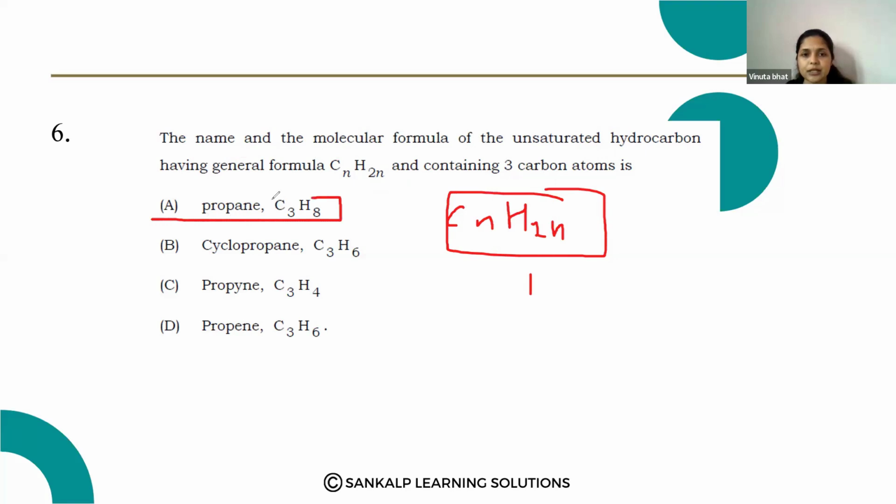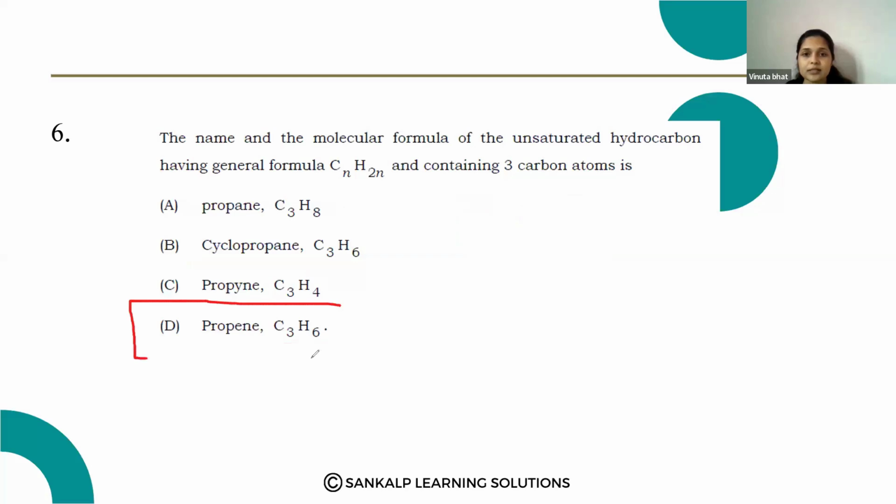Here propane is C3H8, so it is not an unsaturated hydrocarbon. Cyclopropane is C3H6, and propyne is also not the correct answer. Propyne does not have the CnH2n formula. And check propene and cyclopropane. Cyclopropane is not unsaturated, it is a saturated hydrocarbon. So the correct answer is propene. That has 3 carbon atoms, as well as the general formula CnH2n, that is the alkene. Propene, C3H6. Okay.